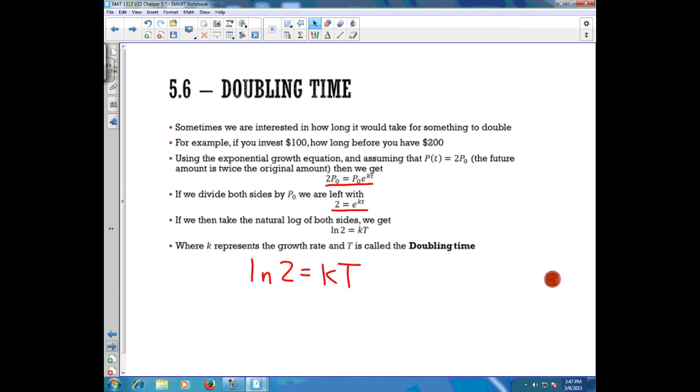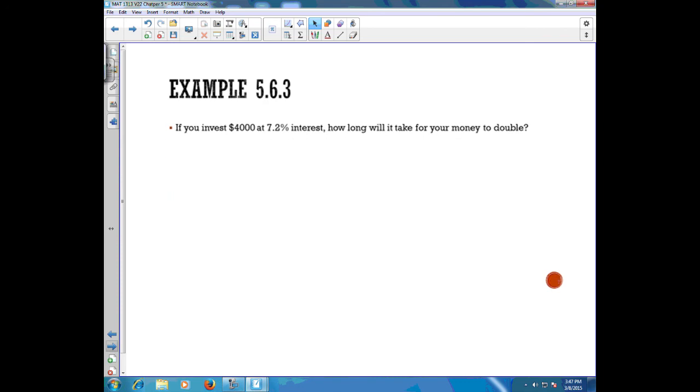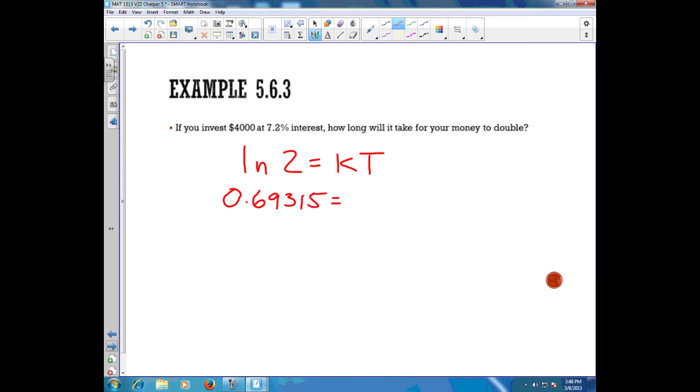So let's try this. Suppose you invest $4,000 at 7.2% interest. How long will it take for your money to double? Well, what we want to use is the doubling time equation. Natural log of 2 is equal to k times T. Well, the natural log of 2 is 0.69315. In this case, our growth rate is 7.2%, which is 0.072. And so the natural log of 2 is 0.072 times T.